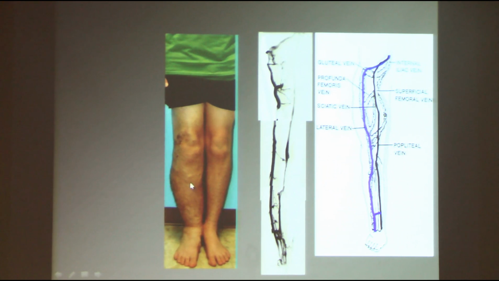This patient has pain in his leg and swelling. We know he has a lymphatic component, probably had some cellulitis. But we looked at his veins. Here we see the big marginal vein, but we also see these little bridging or perforator veins here.